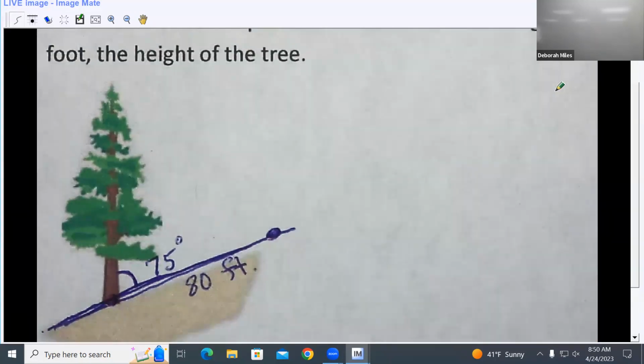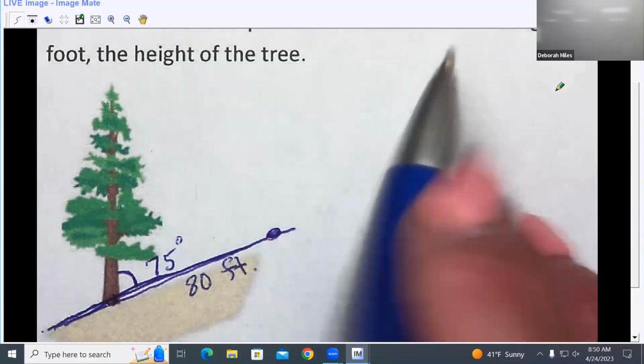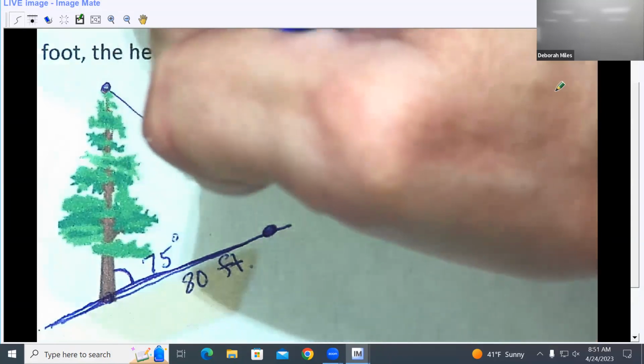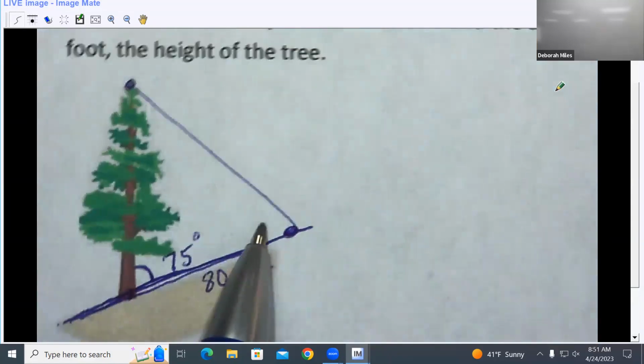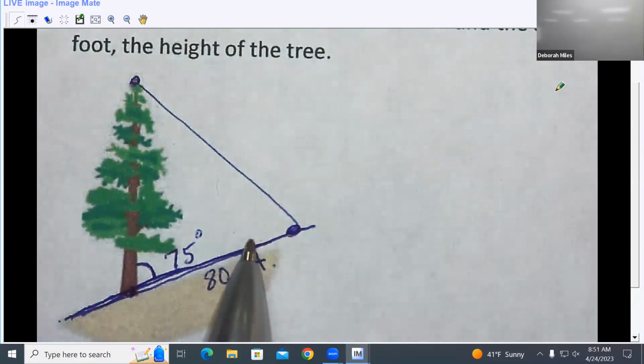The angle of elevation to the top of the tree is 62 degrees. Well, here's the top of the tree. Here is an angle. Is it saying that this whole angle right here is 62 degrees? What does angle of elevation mean? Always with respect to the horizontal.